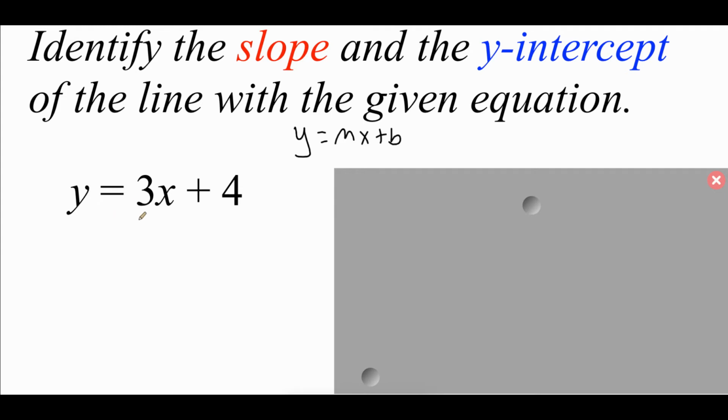So in this one where we have the equation y equals 3x plus 4, if I want to identify the slope, I'm looking at the number in front of the x. So we have a 3. So this equation has a slope of 3. If we want the y-intercept, we're looking for the b value on the end. And this has a b value of 4. So the y-intercept of your graph would be at the point 0, 4.